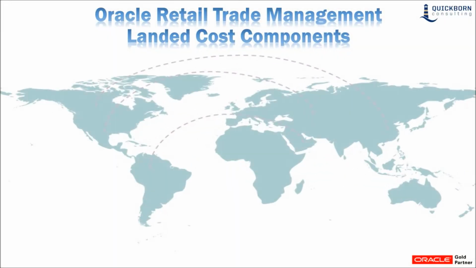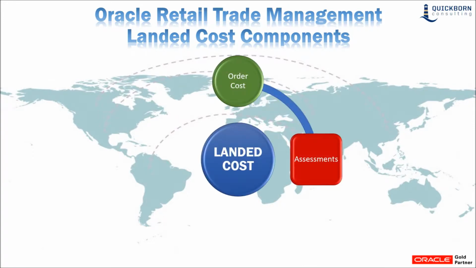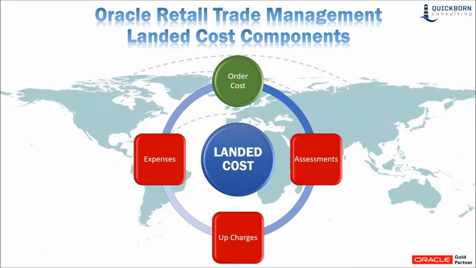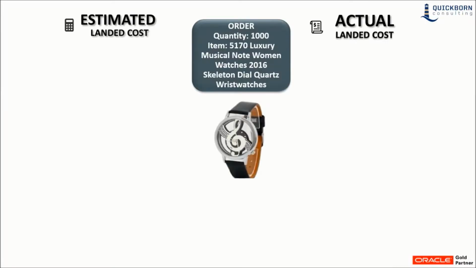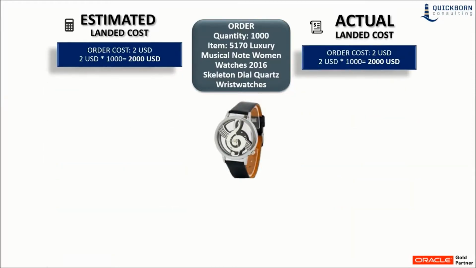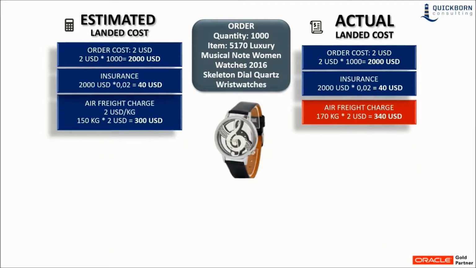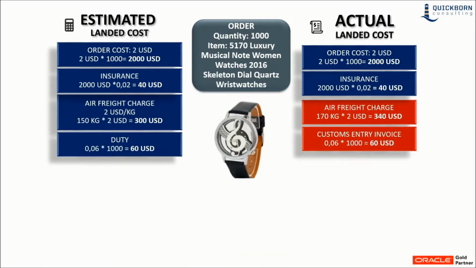Within Oracle's Retail Trade Management, retailers can record different cost components under three different types: assessments, expenses, and upcharges. Here are the components used and their calculation based on the estimated and actual values. We can see the air freight charge component includes a greater cost than what was estimated, so the actual cost will be greater than the estimated cost.